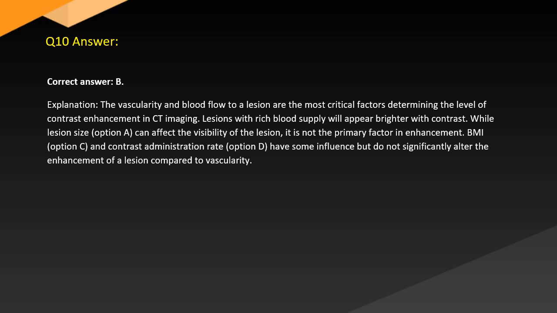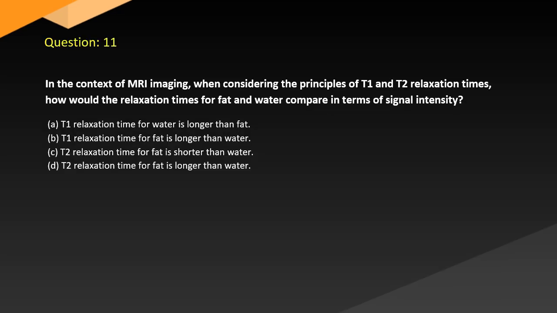Answer. Correct answer: B. Explanation. The vascularity and blood flow to a lesion are the most critical factors determining the level of contrast enhancement in CT imaging. Lesions with rich blood supply will appear brighter with contrast, while lesion size, option A, can affect the visibility of the lesion but is not the primary factor in enhancement. BMI, option C, and contrast administration rate, option D, have some influence but do not significantly alter the enhancement of a lesion compared to vascularity.